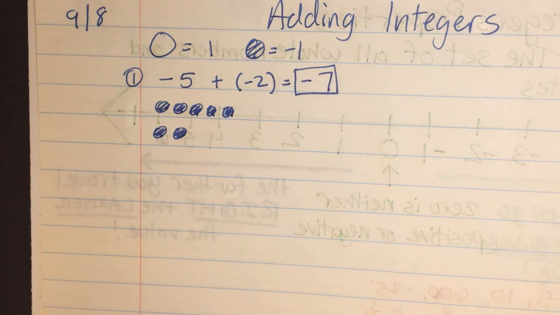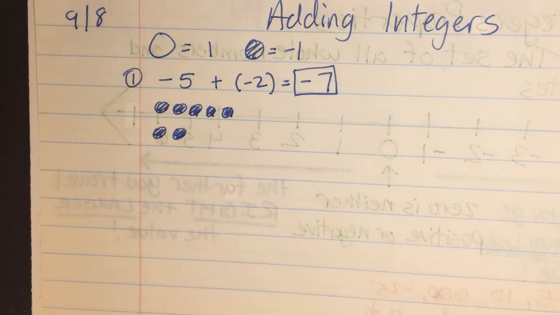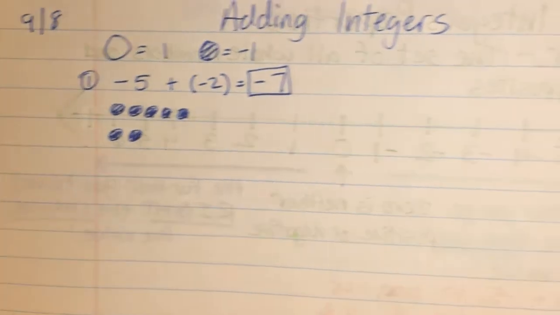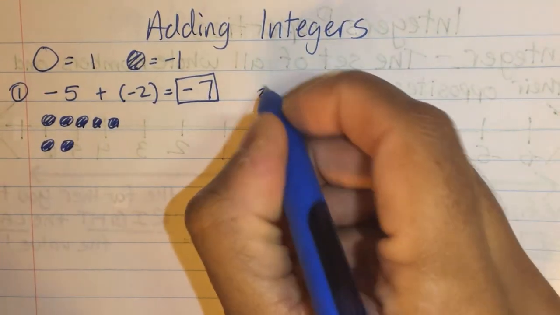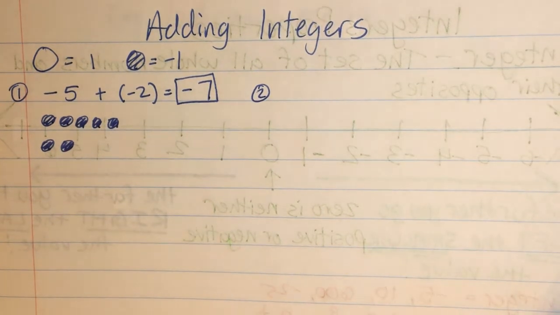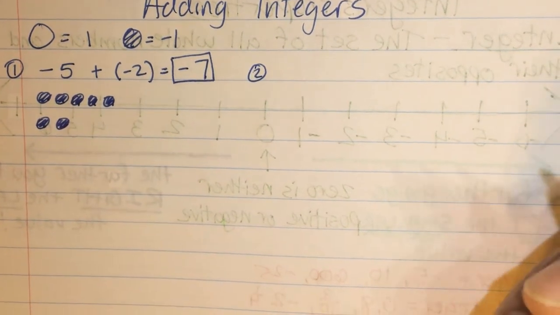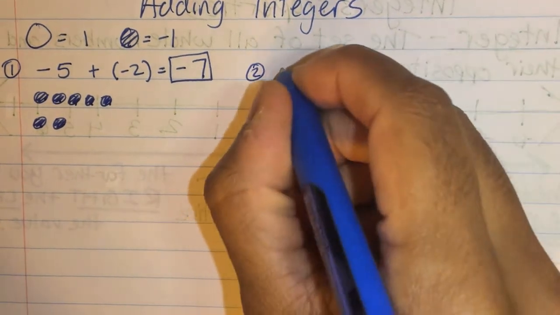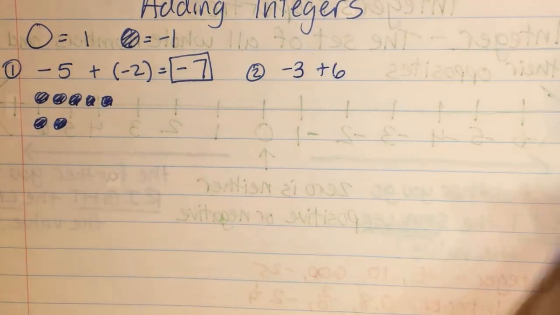Awesome. So let's keep it going. All right. So now with the next two, we're going to look at situations where we don't get the fairy tale of, oh, let's just add and call it a day. Just keep the sign and whatever. So with number 2, we're going to see what happens when we get 2 different signs. Let's do negative 3 plus 6.